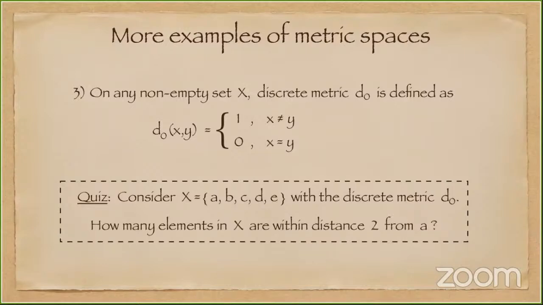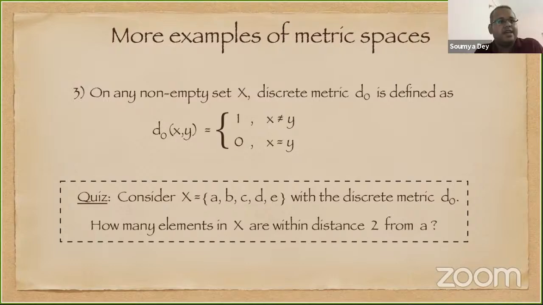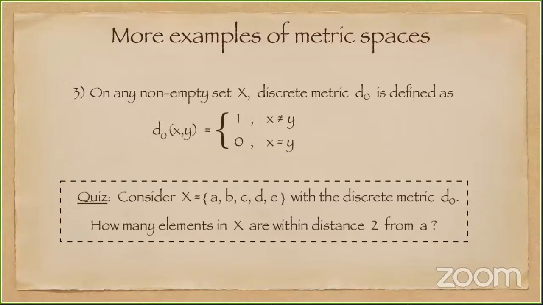Some people have said 4. Okay. Some had said all. That is 5. Yeah. So some people initially said 4, but it's actually 5, because given any 2 points, the distance can be maximum 1. So within distance 2, all of the elements count, and of course A is always there at distance 0. So yes, the answer is 5. Great. Let's move on.